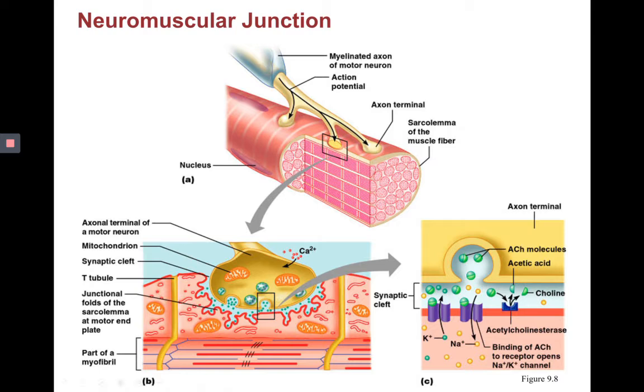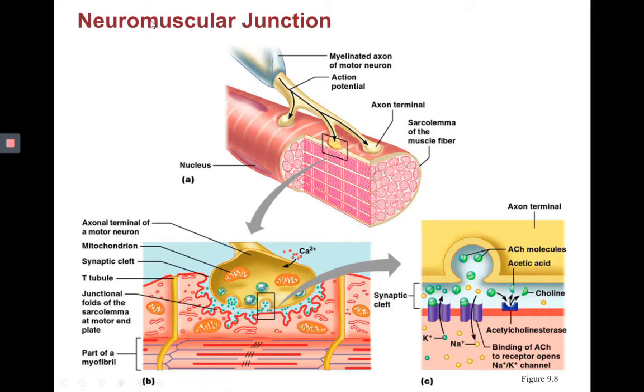So let's look at those steps. Again, here's just another view of the neuromuscular junction. Even though it's showing you how close the axon terminals are to the sarcolemma, keep in mind they do not touch. There is a space. That space is the synaptic cleft. So axon terminals, synaptic cleft, and junctional folds of the sarcolemma, that's what makes up a neuromuscular junction.